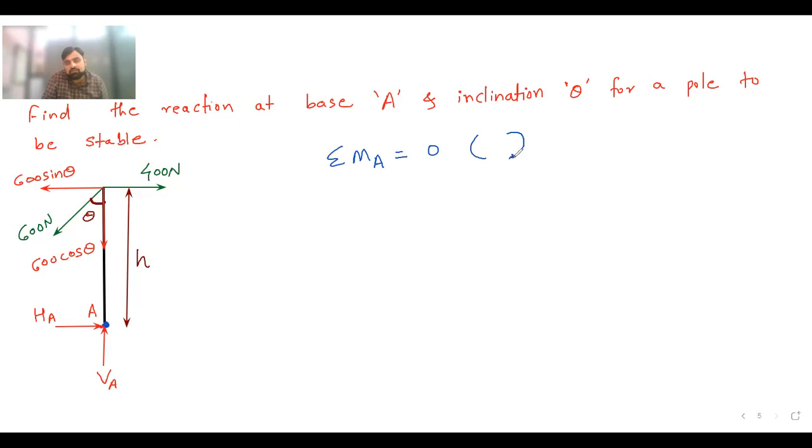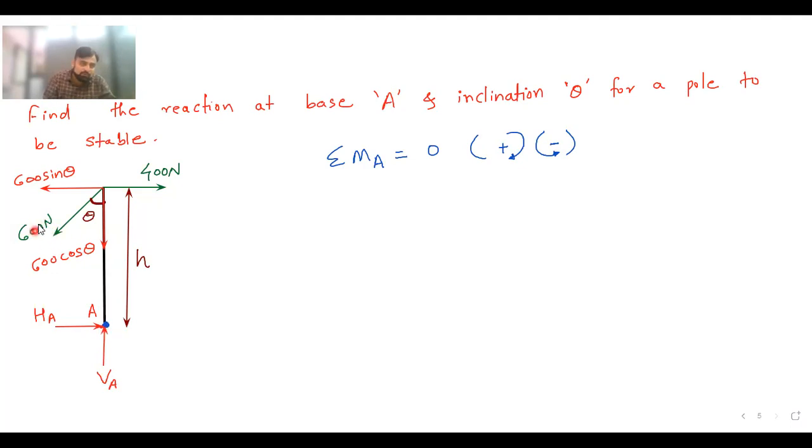I will take moment of all the forces about A equal to 0. The sign convention for this is, if the moment is clockwise, then it is positive. If the moment is anti-clockwise, then I am going to take it as negative. Whenever I take the moment of all the forces, you can see here is the point A. Point A is at the bottom. So this HA is passing through point A, so the moment of HA will be 0 because the perpendicular distance becomes 0. Then this VA is also passing through point A, so its moment is also 0.